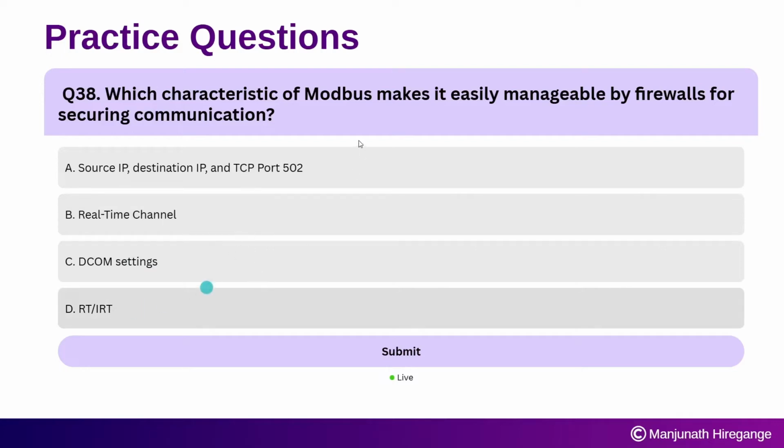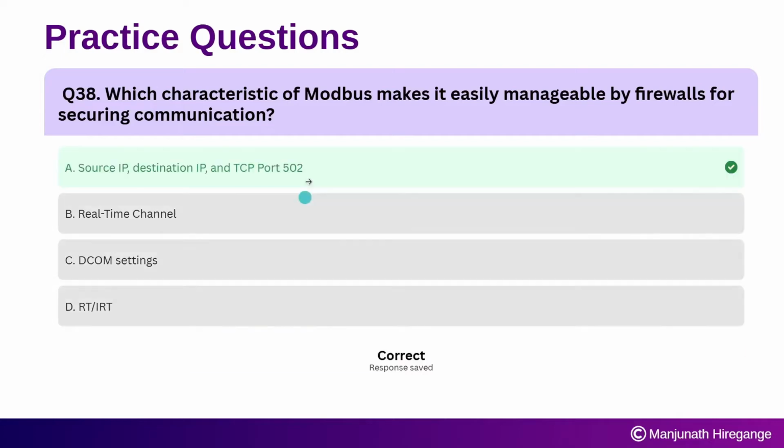Out of this, if you remember Modbus port number 502, straight away you can say source IP, destination IP, TCP port is the right answer. How about the others? Real-time channel is more relevant to Profinet, and DCOM settings are OPC Classic. RT and IRT are also features of Profinet, not Modbus, because Modbus does not provide any real-time or synchronized communication capabilities. So the right answer is source IP, destination IP, TCP port 502.